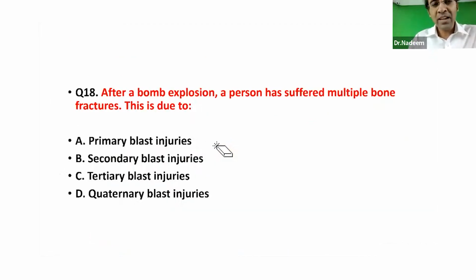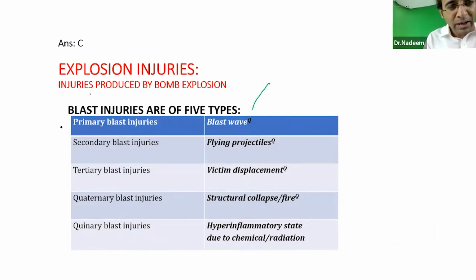Okay, fine. What about? See, whenever there will be bomb explosion, first of all, there will be what? Because of the waves, there will be injury. So that is because of the blast wave, that is called the primary blast injury.